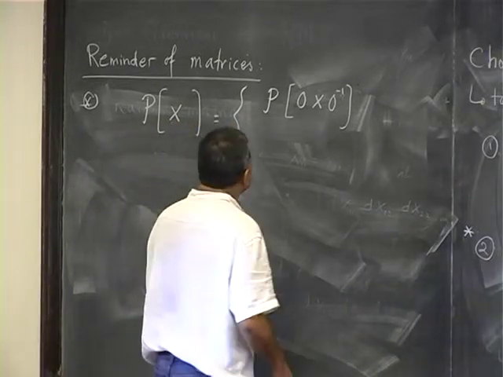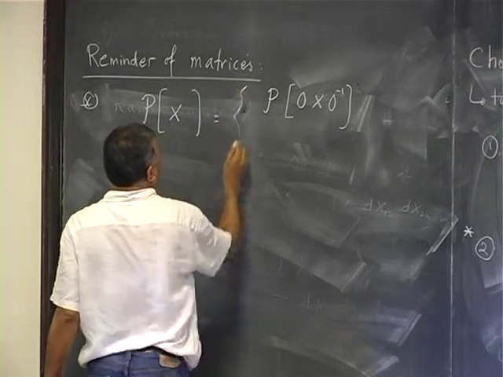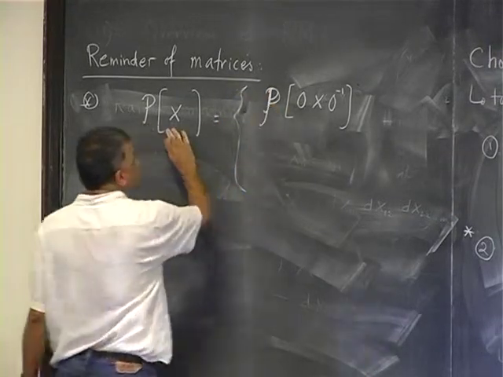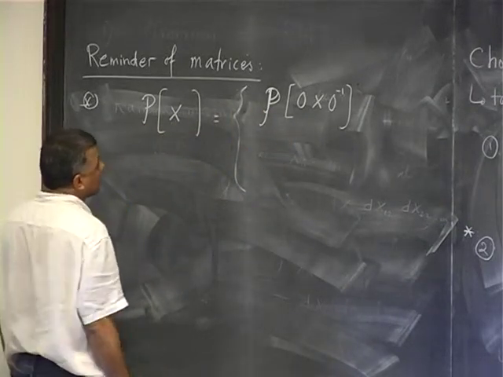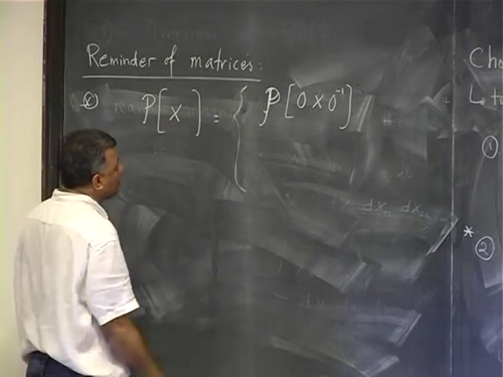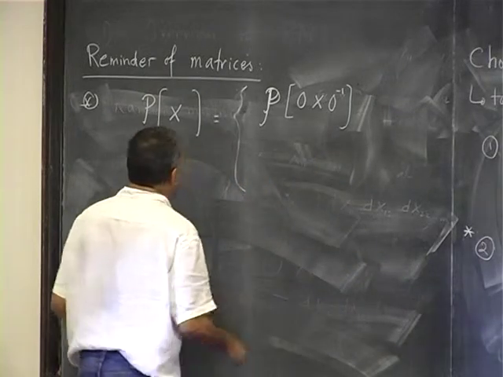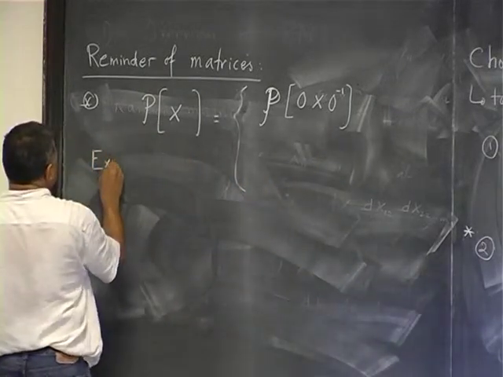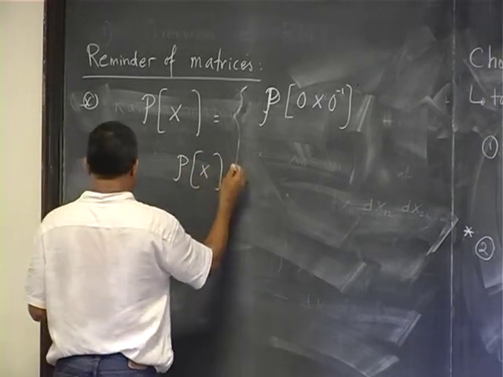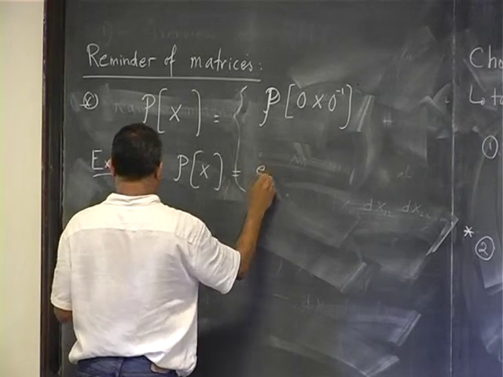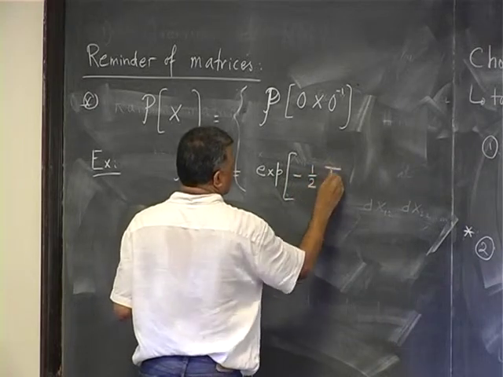Whenever this property holds, that this function remains invariant when you make a rotation in your space of matrices, such matrices are called rotationally invariant ensembles. So again, let's take an example. If I choose P of x to be, let's say, precisely the example that I wrote, minus half trace of x squared.